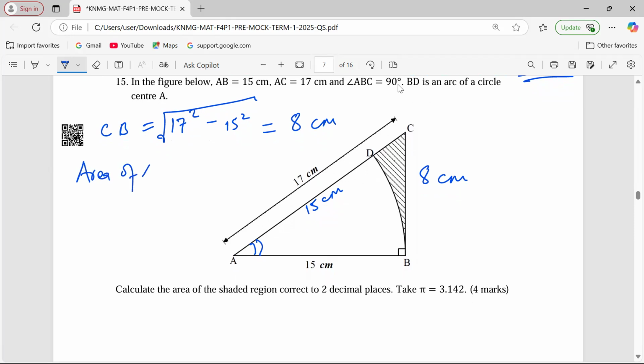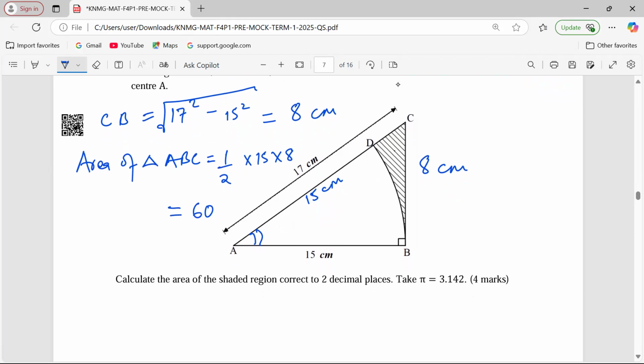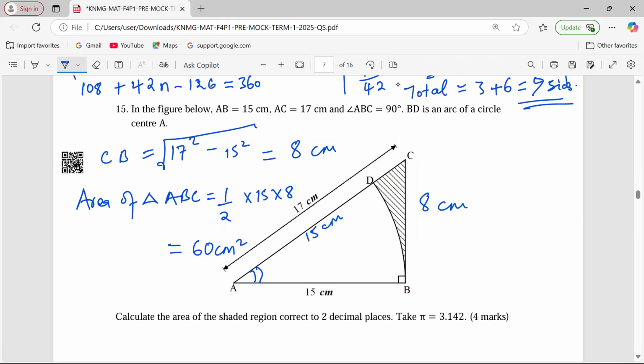Area of triangle ABC. This is going to be half base times height. So we need a half base times height. This is giving exactly 60 square centimeters. 60 square centimeters that way. Now with area of the triangle, we can now talk about the sector.